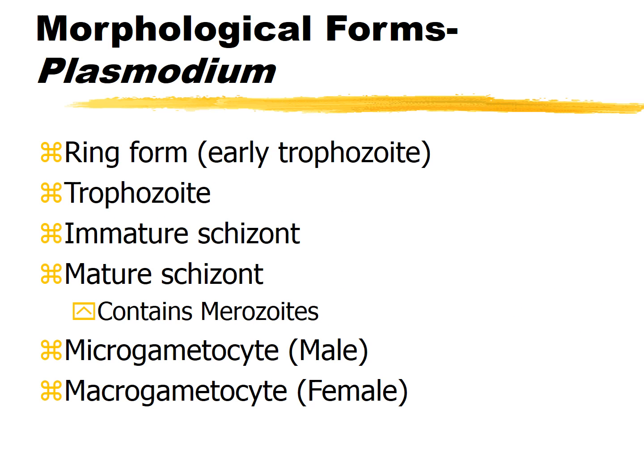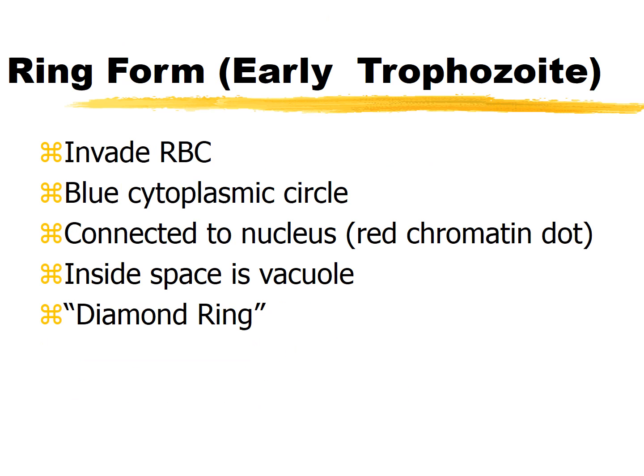The morphological forms we're going to look at with each species of Plasmodium. We'll talk about a ring form, and this is just an early trophozoite. We'll talk about the trophozoite, an immature schizont, a mature schizont, and these contain merozoites. And then we'll also talk about microgametocytes, which are your male, and macrogametocytes, which are your female.